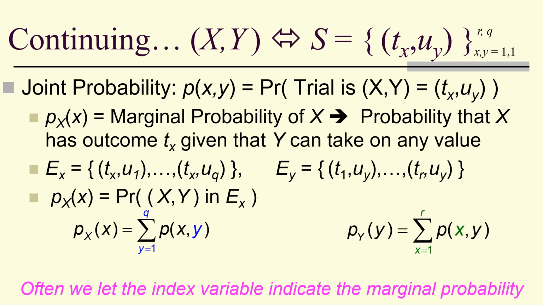And we often just let the index variable indicate the marginal probability. So rather than subscript capital X and subscript capital Y, we often just write P of X. That means the marginal with respect to X. We let the notation of the variable in the function tell us which marginal distribution we're looking at.